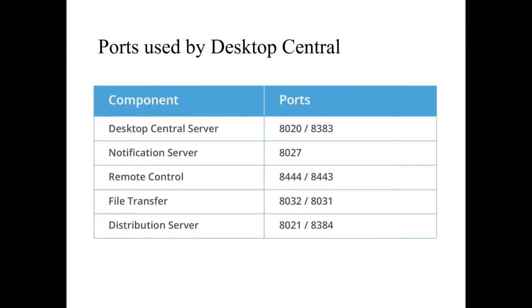So a brief overview about what ports we are using. In Desktop Central, we are using 8020 as a primary port through which agents connect to the server. In secured mode, it will be 8383. Notification port is a port that is used for all on-demand operations like on-demand remote control, on-demand inventory scanning. So the port is 8027. Remote control uses 8444 and 8443 in secured mode. File transfer uses 8032 and 8031 in secured mode, while distribution server uses 8021 and 8384 if it is configured to use a secured communication.